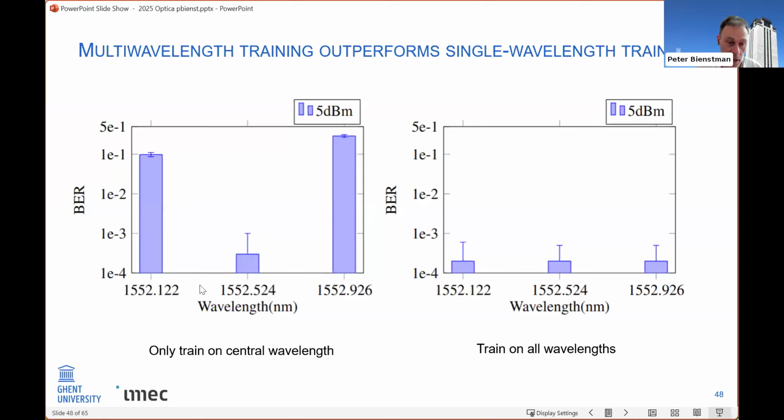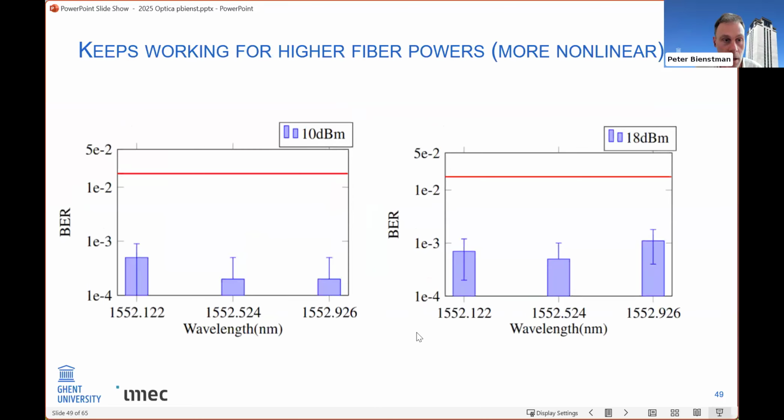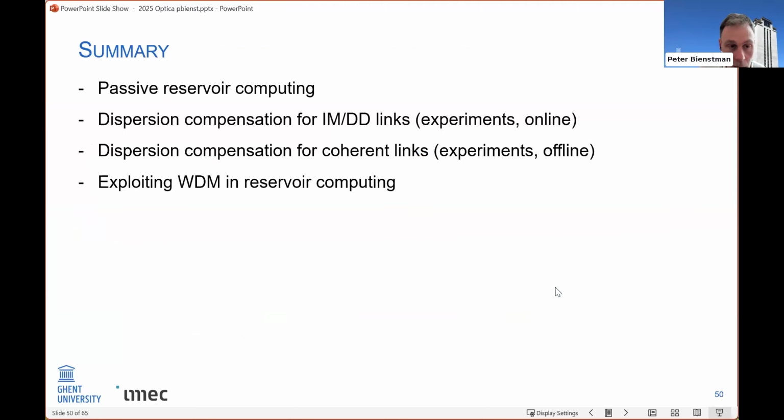So we don't capture things like cross-phase modulation. So this is like a first step towards that, where we show that with the same set of weights, we can equalize different channels separately. And again, this also works if you go to the highly nonlinear case, where you have lots more nonlinearity. If you go from 10 dB all the way up to 18 dB, you get very far below this FEC limit. Okay, so this was also showing how you could exploit WDM.